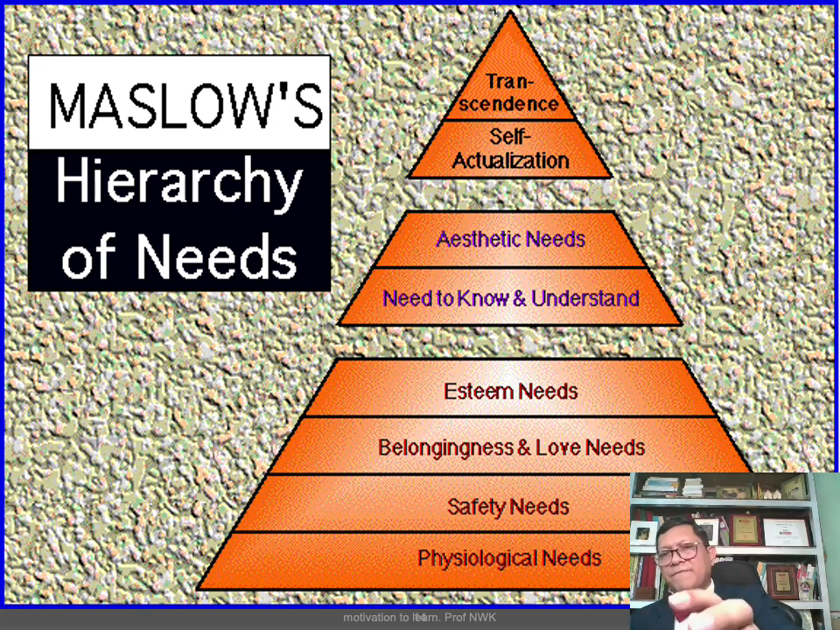Number 7 is self-actualization. To find self-fulfillment and realize one's potential. To find your fulfillment and realize your potential. And then the self-transcendence. Is to connect to something beyond the ego, or to help others find self-fulfillment and realize their potential.